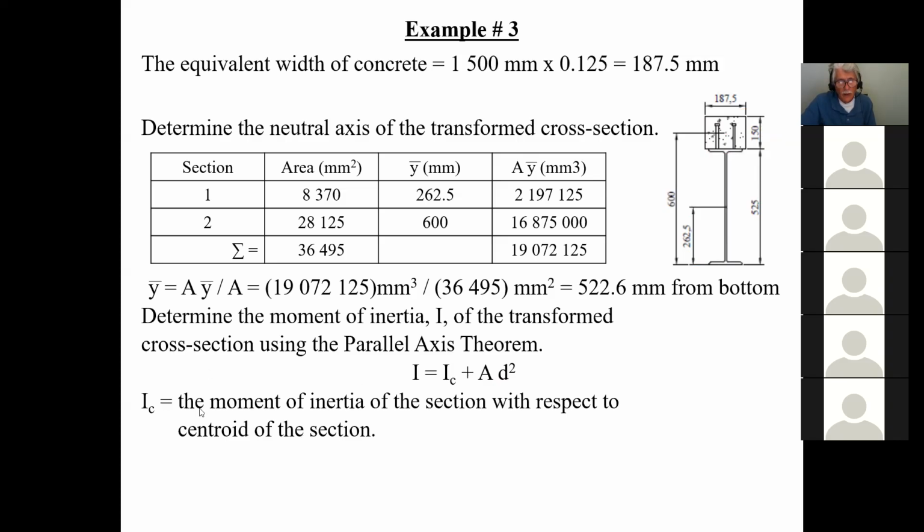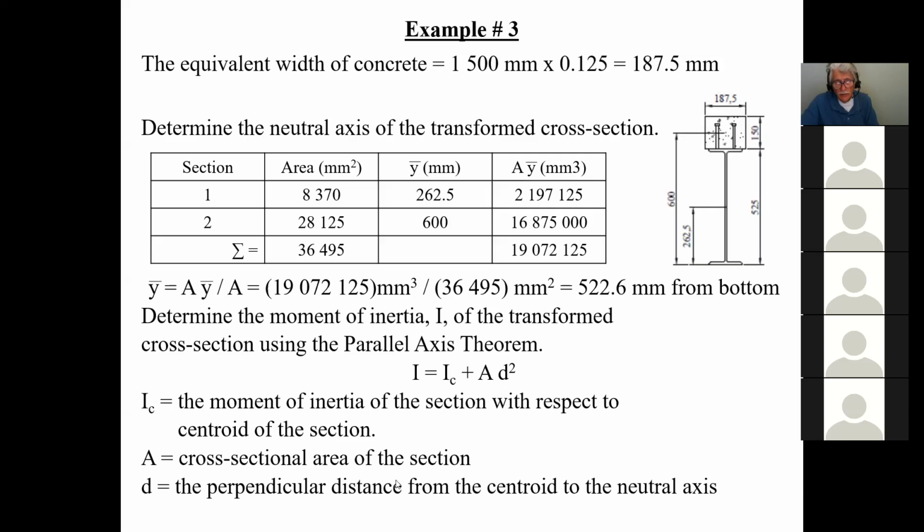So basically, IC is the moment of inertia of the section with respect to the centroid of the section. That is given to you in the steel handbooks, and I gave you that in the problem, so don't worry about it. And A is the cross-sectional area that's given in the handbooks for the steel, and so on. And D is the distance from the centroid to the neutral axis. Okay.